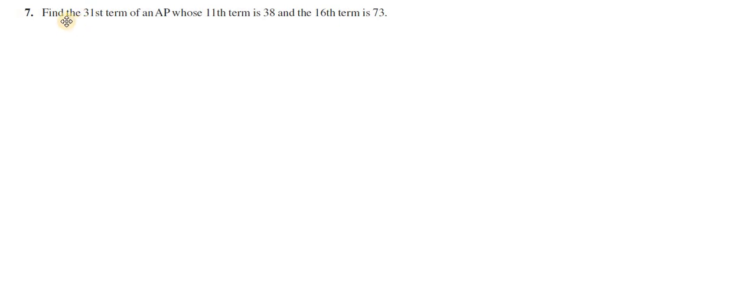Okay, so now here: find the 31st term of an AP whose 11th term is 38 and the 16th term is 73. What they gave, we need to find A31. Now write down what they gave: A11 is equal to 38 and A16 is equal to 73. And from an examination point of view, this type of question is important for 2 marks.